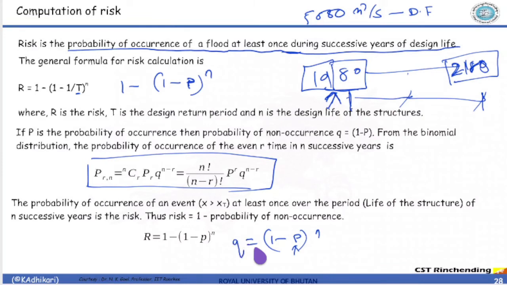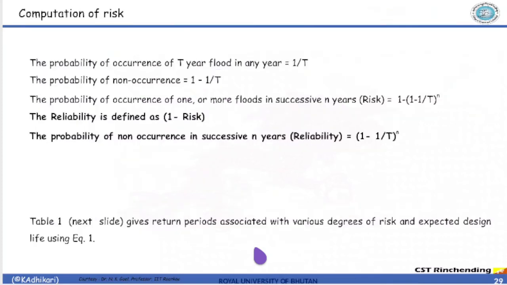And why I'm saying probability of non-occurrence is because probability of non-occurrence is what we call reliability. So probability of occurrence is risk, and probability of non-occurrence is reliability. The higher the risk, the lesser the reliability. The more the reliability, the lesser the risk. That is the connection between these two.